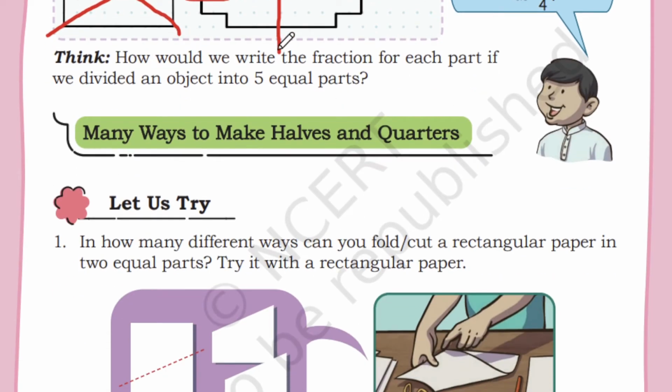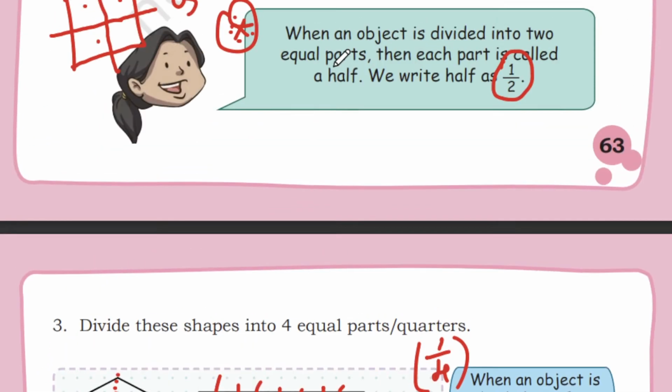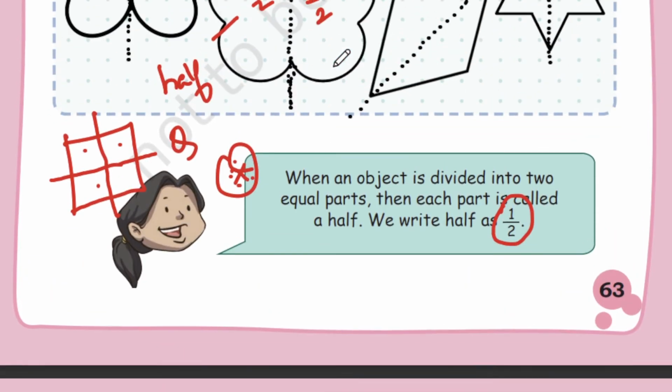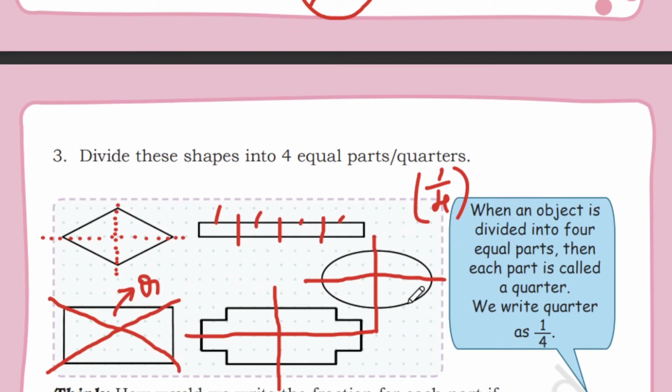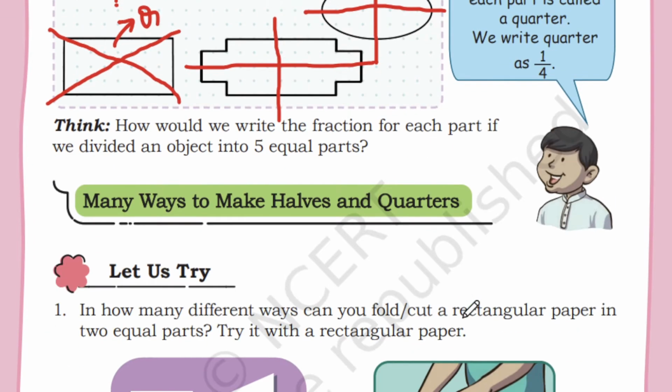Next, how do you write the fraction of each part if we divide an object into equal parts? So, important question. When an object is divided into two equal parts, then we write 1 by 2. When an object is divided into three equal parts, for example, this one, I'm dividing into three equal parts, then this is 1 by 3. And if it is divided into four equal parts, it's 1 by 4. Then if we are dividing into five equal parts, then one of the parts is 1 by 5.